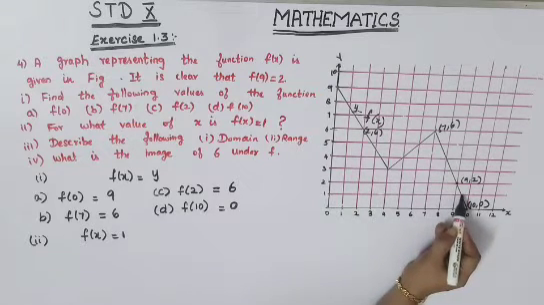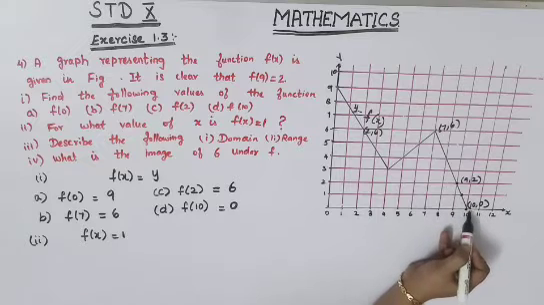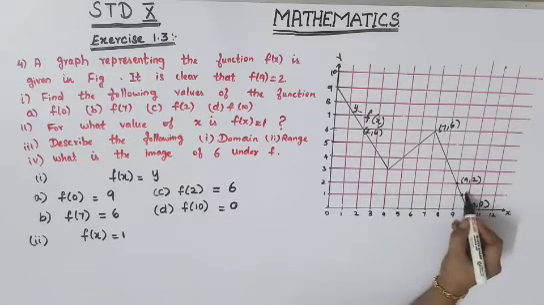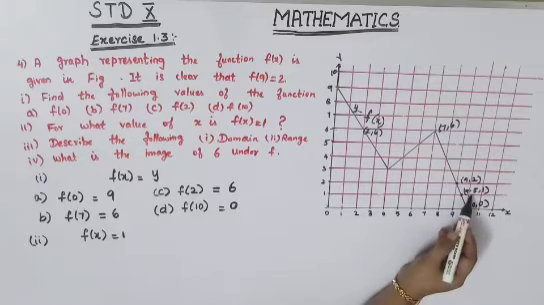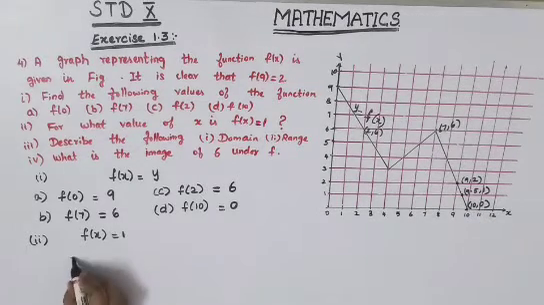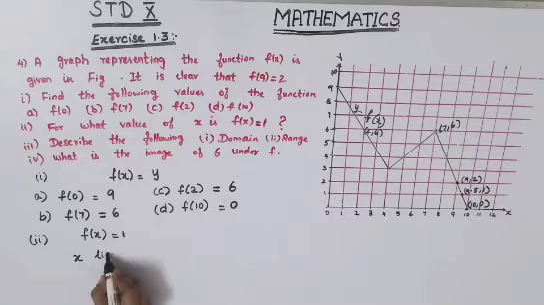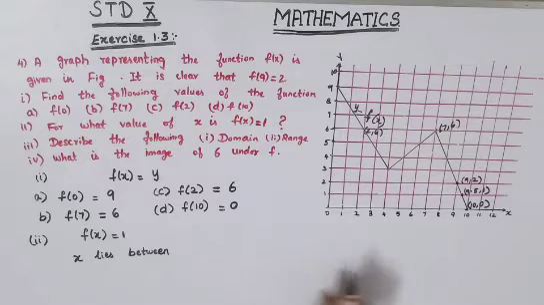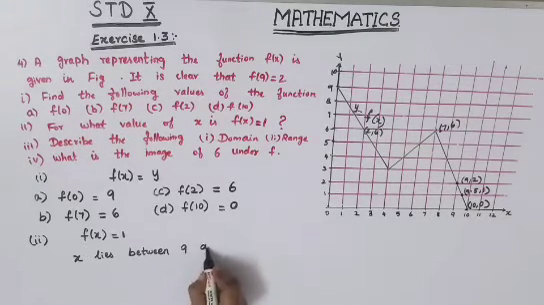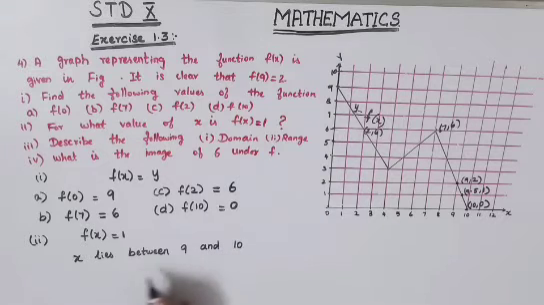Now see your line here, in between 9 and 10 it is there. Okay, so if you want, you can write your point as 9.5 comma 1. So your answer of x will be 9.5. Okay, so therefore x lies between 9 and 10, isn't it? So it lies between 9 and 10. Therefore x is equal to 9.5. So this is your second subdivision answer.